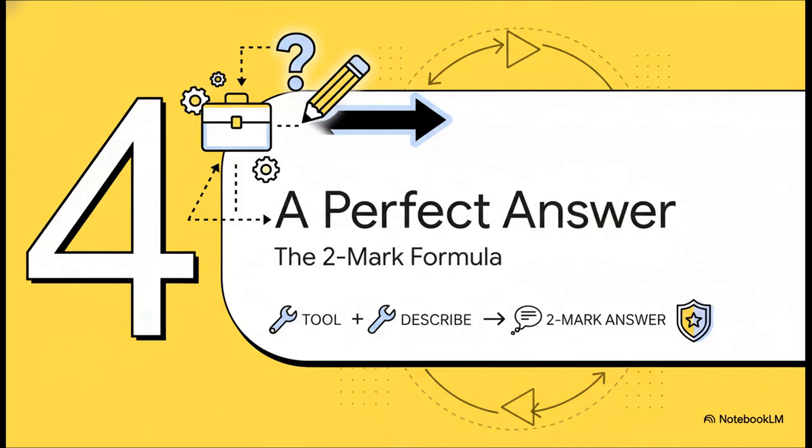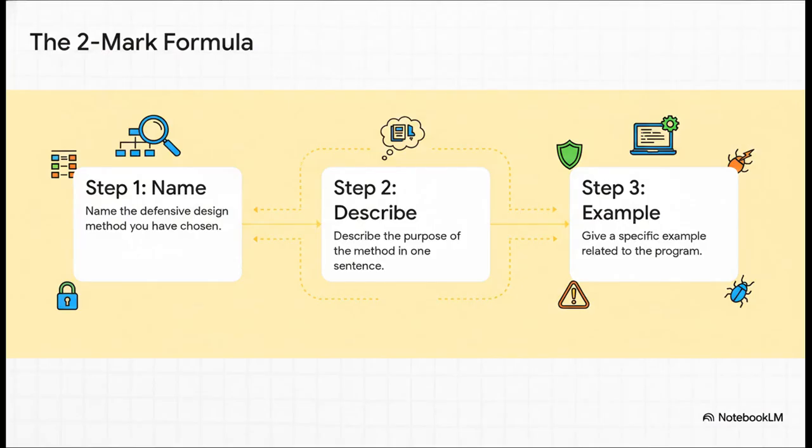Okay, so we've got our toolkit, but how do we turn one of these tools into a perfect 2-mark answer? It's not enough to just name a method. You have to describe it. And luckily for us, there is a simple, foolproof formula. And here it is. This is your golden ticket to full marks. Just follow these 3 steps. 1, name the method you've picked. 2, describe what it does in a simple sentence. And 3, give a specific example that relates directly to the video program from the question. Name, describe, example. That's the magic formula.